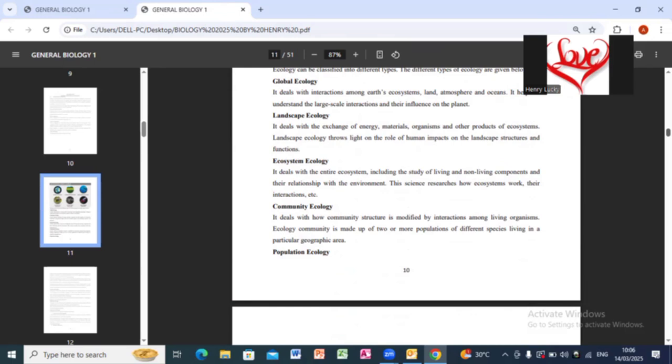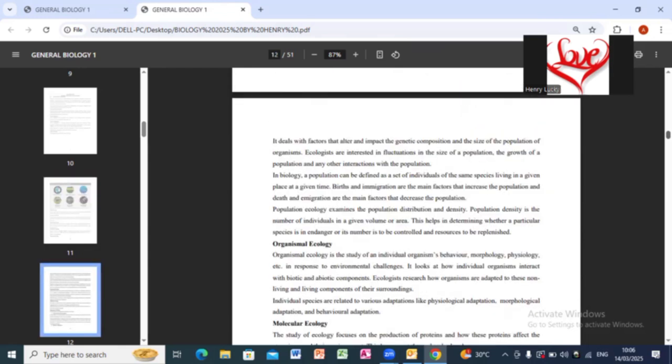We are trying to look at a particular geographical area where these organisms stay, like in the form of habitat or niche. They settle down in a niche, they stay there to perform a specific function, but in a community, they stay there over a period of time. Then population ecology deals with the factors that alter the genetic composition and the size of a population of organisms, while organismal ecology is the study of individual organism behavior, such as morphology, physiology, and the rest of them, and also in response to environmental challenges.